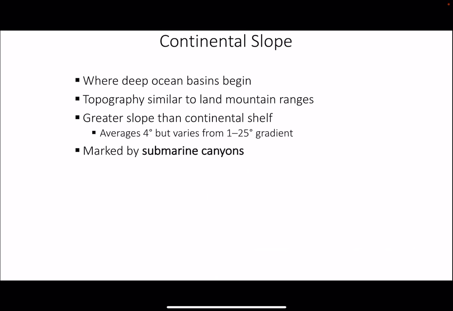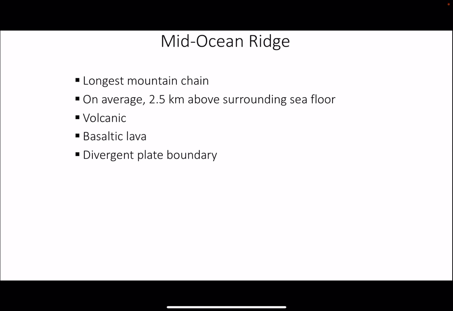The continental slope is where technically the deep ocean begins. It's a little bit like going down the side of a mountain range. It can be quite steep, depending on where you are. It can be a 1 degree gradient, but can be up to a 25 degree gradient. And a feature of the continental slope is these submarine canyons.